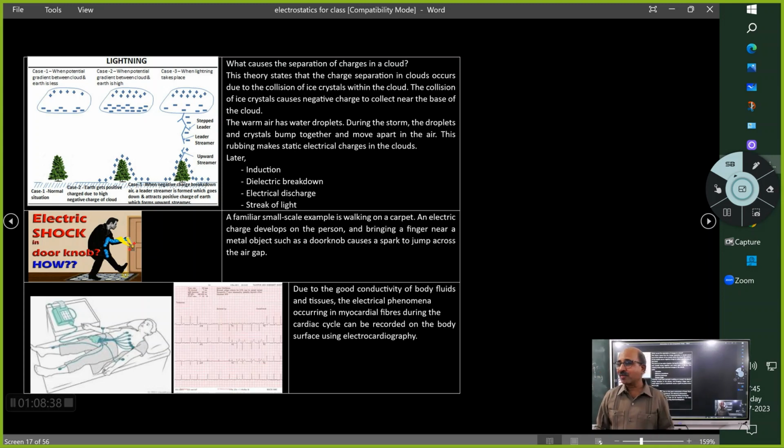Understood? That is the power of lightning. Okay, so I will just mention it.